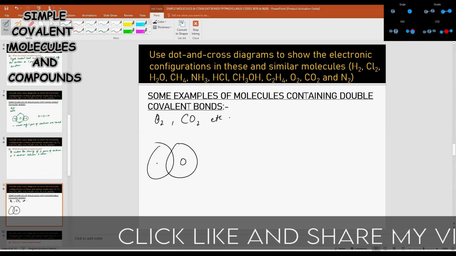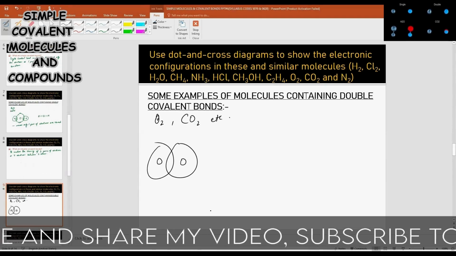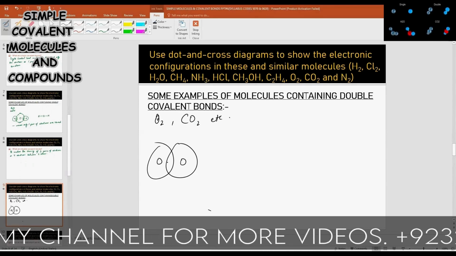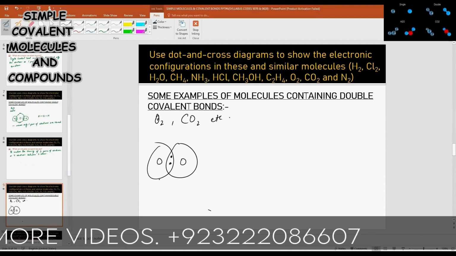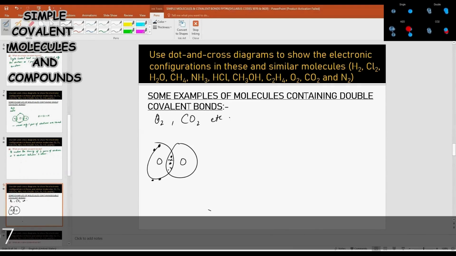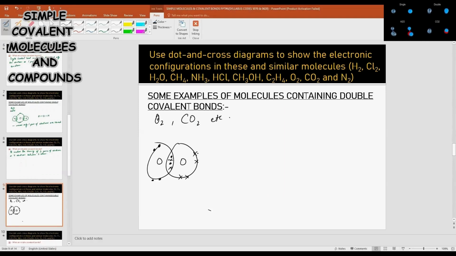Each oxygen atom needs 2 electrons to complete its valence shell. First of all, I will show the valence electrons for this one: 1, 2, 3, 4, 5, 6. For this oxygen, 1, 2, 3, 4, 5, 6. You see 2 pairs of electrons are shared. So the displayed formula for the oxygen molecule will be like this: O double bond O. What about CO2?